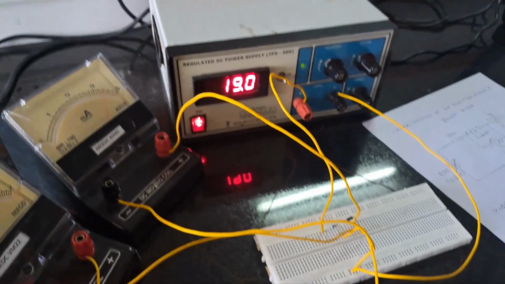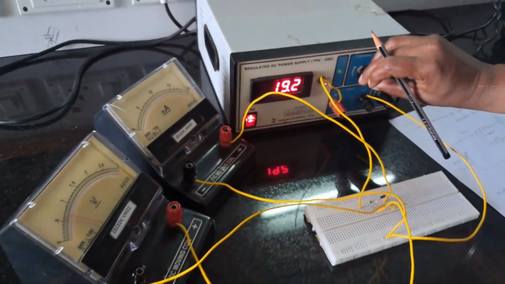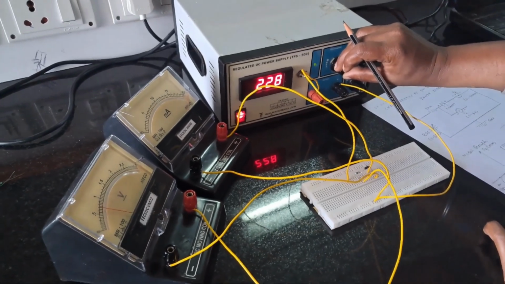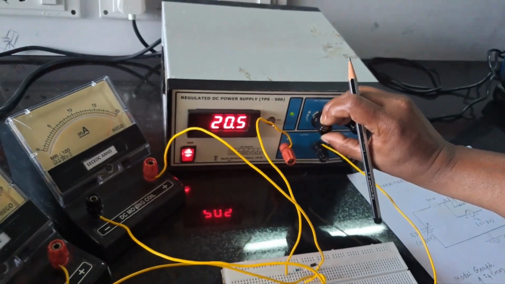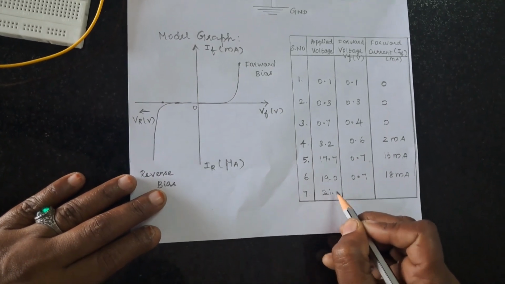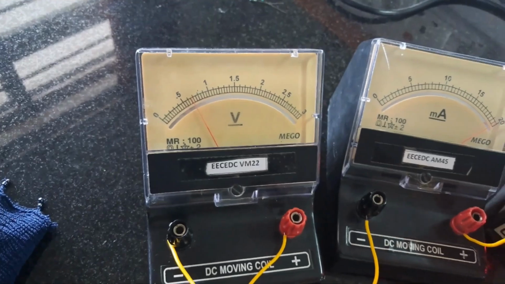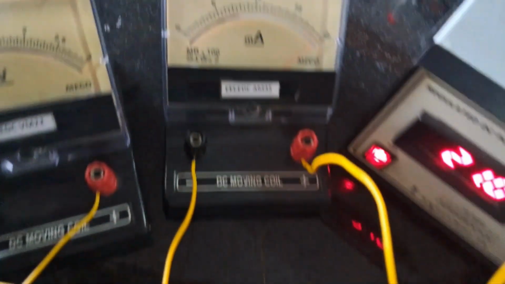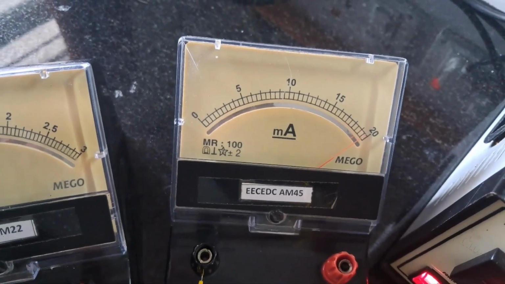Next, we take one more reading. Our supply voltage is 21. We measure the voltmeter reading, the same as before, 0.7. The milliammeter reading is 19.5 milliampere.